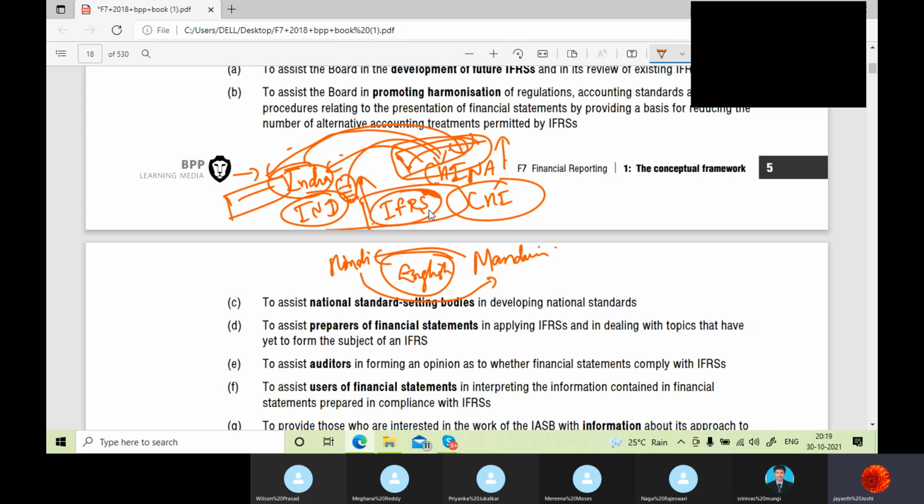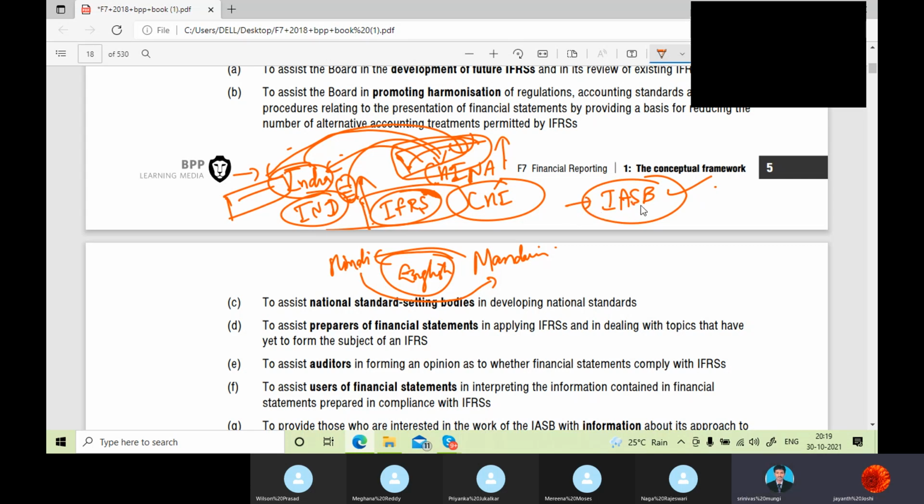We have also converged with IFRS. The United States is about to converge. Every year they are delaying it, but one fine day they'll come under the purview. Sir, who will manage the IFRS guidelines, the amendments and changes, sir? The IASB, the International Accounting Standards Board.